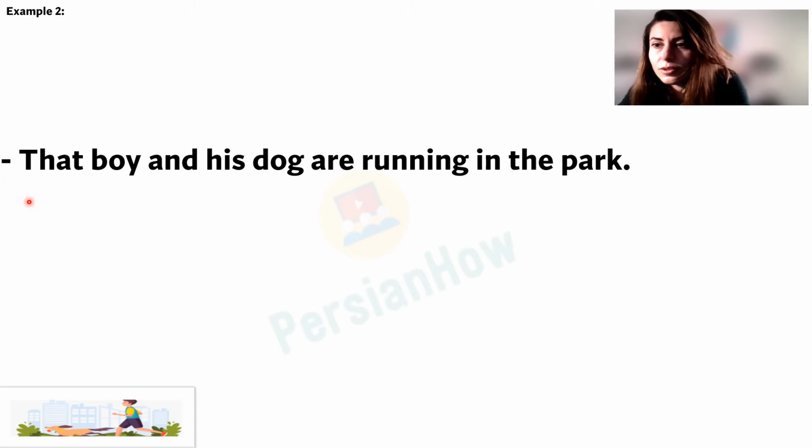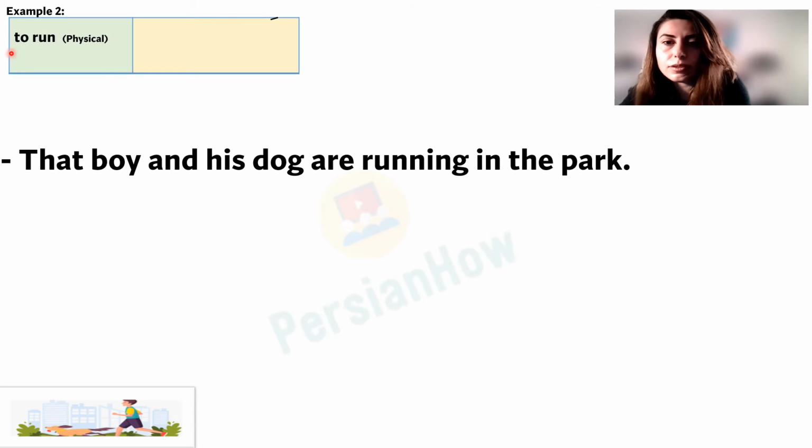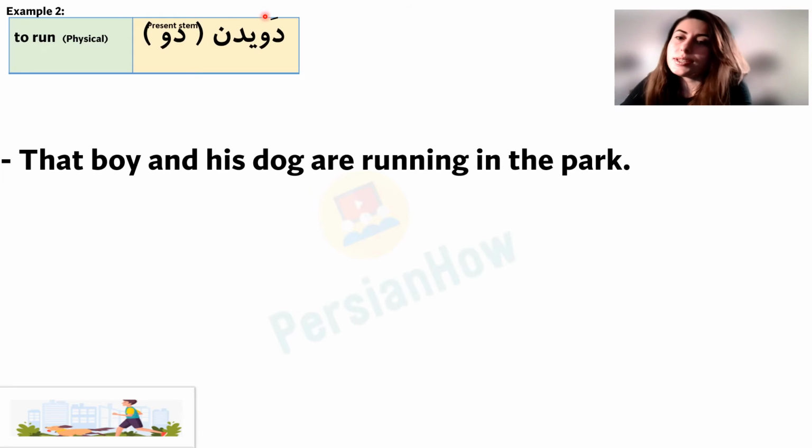Next example, which is a little bit longer, but it's easy. Okay, that boy and his dog are running in the park. So what is the verb? The verb is running, which comes from the infinitive to run, which in Farsi is davidan. Davidan. And do is the present stem. But remember, davidan is only like physical running. It's not like running a business or running a restaurant.